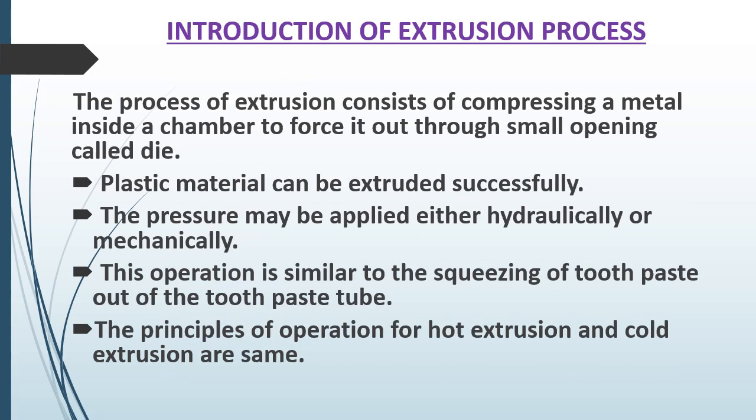So in this slide we are seeing the introduction of the extrusion process. The process of extrusion consists of compressing a metal inside a chamber to force it through a small opening called a die. Plastic material can be extruded successfully. The pressure may be applied either hydraulically or mechanically. This operation is similar to the squeezing of toothpaste out of a toothpaste tube. The principle of operation for hot extrusion and cold extrusion is the same.